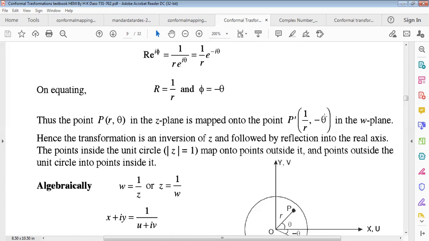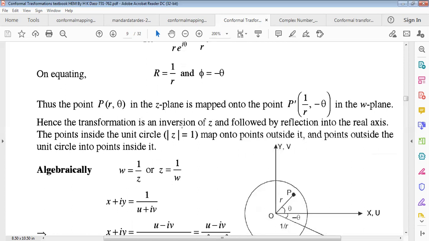Okay, it is transformed to another point in the W plane. Hence the transformation is an inversion of Z. Inversion means inverse, okay, 1 by R; R becomes 1 by R. Inversion of Z followed by reflection onto the real axis. Okay, minus theta, this is the reflection.